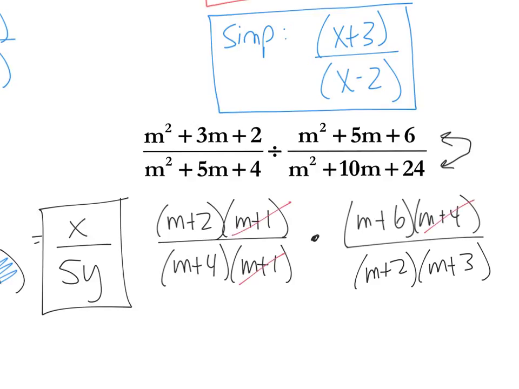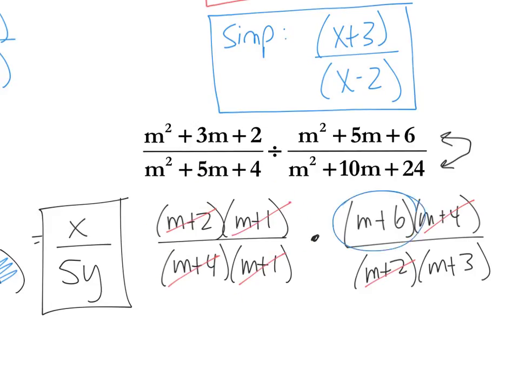The m plus 1s are gone. The m plus 4s are gone. And the m plus 2s are gone. And now we just have to focus on what is left over. And remember, you can cross cancel this way or this way. You can also cancel up and down. So those are the rules for canceling.